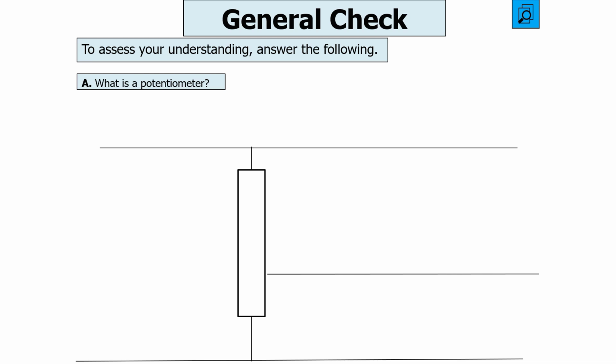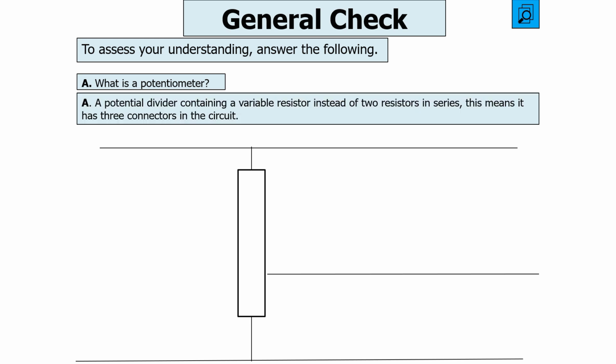The next question says, what is a potentiometer? So pause the video now, then unpause the video when you want to go through your answer. So, a potentiometer is a potential divider containing a variable resistor instead of two resistors in series. So what this means is it has three connectors in the circuit.